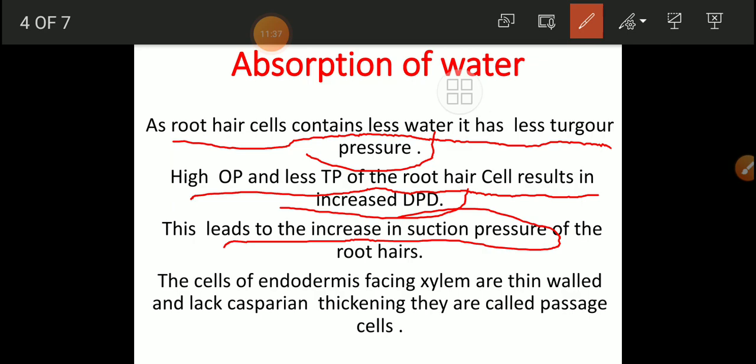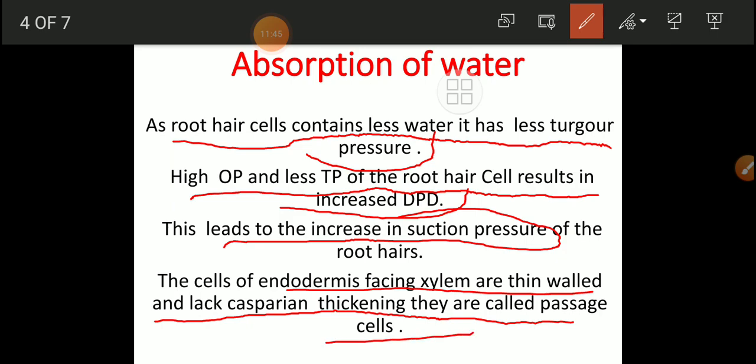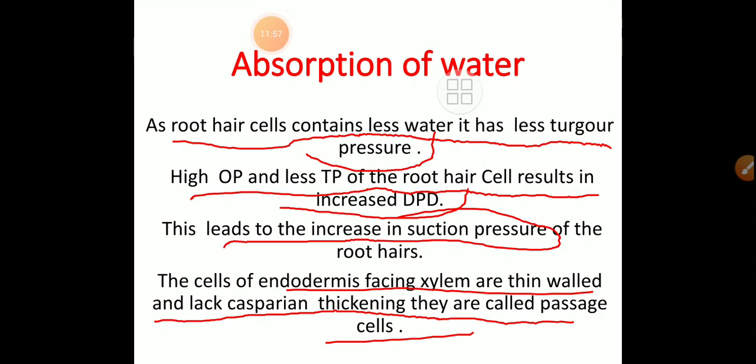The cells of the endodermis facing the xylem are thin-walled and lack Casparian thickenings. They are called passage cells.